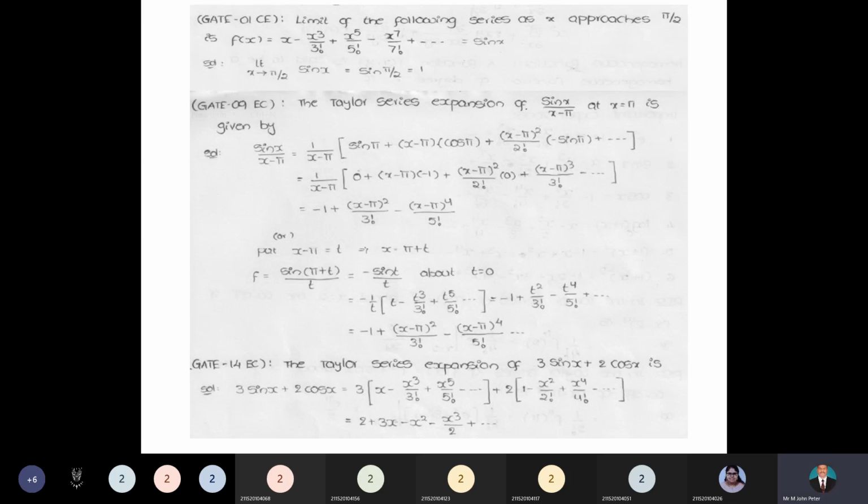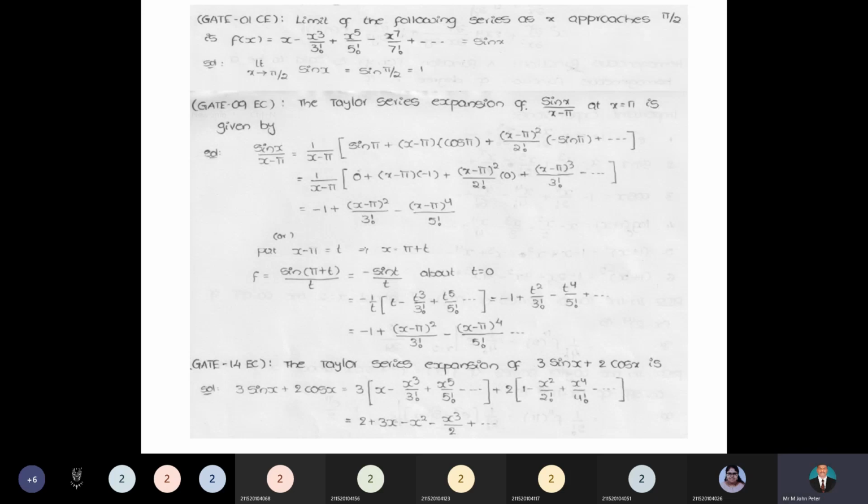The Taylor series expansion of sin x in powers of x minus pi, at x equal to pi. So the given function is sin x, with a equal to pi, that is 180 degree. So sin x is 1 divided by x minus pi into sin pi plus x minus pi times the first derivative, cos pi, plus x minus pi square by 2 factorial into minus sin pi, and so on. Then we apply the derivative and substitute the function.